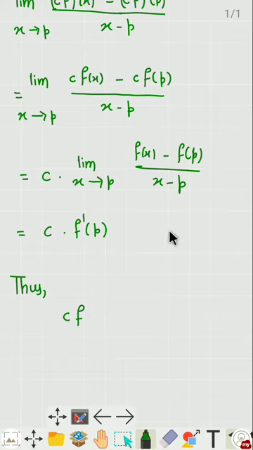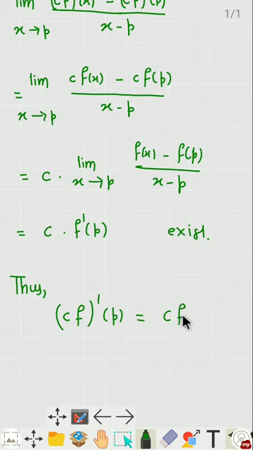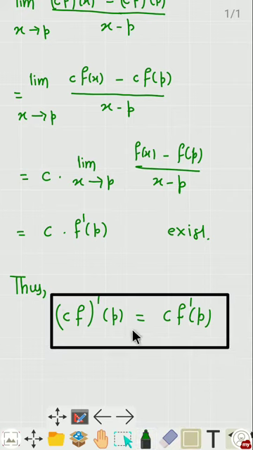So this exists, but exists means this is nothing but the limit of cf dash at p, and that limit is equal to c f dash at p. Okay, so this is our first proof. First statement is proved.